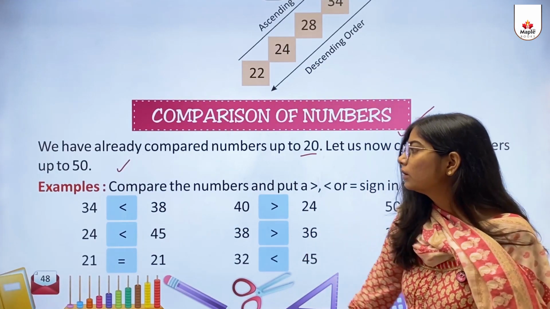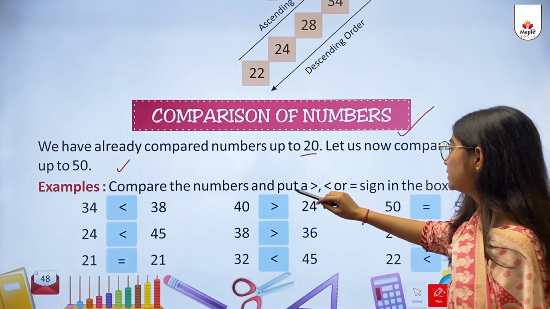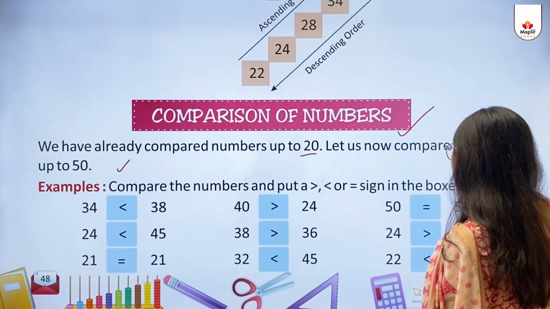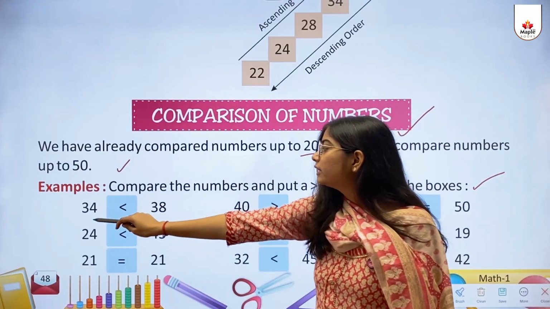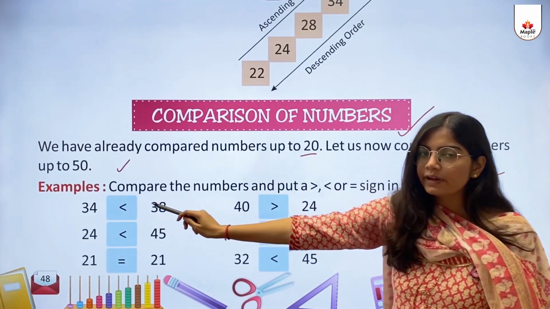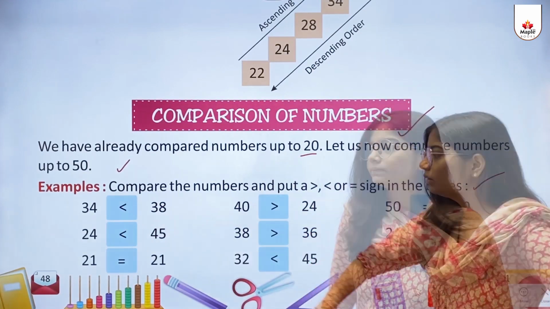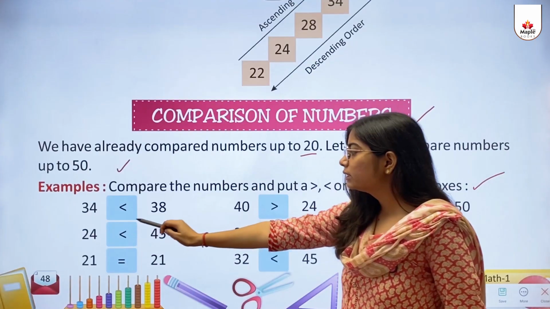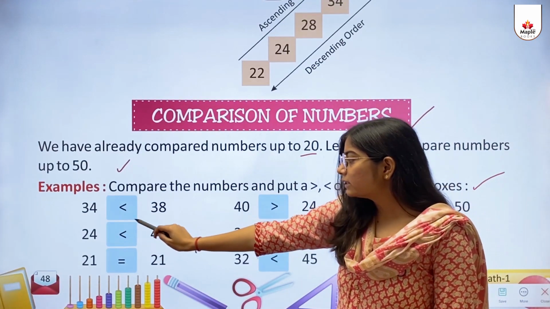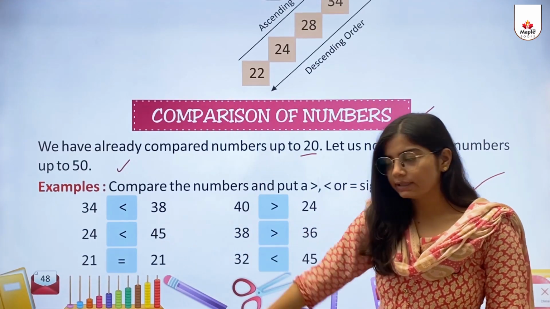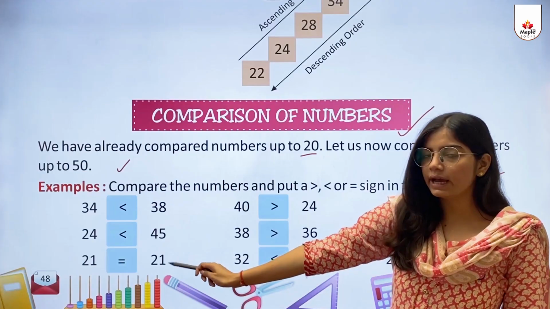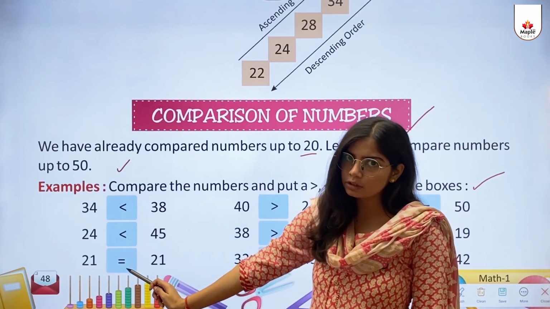Okay. Examples, compare the numbers and put a greater than, smaller than or equal to sign in the boxes. Okay, we have 34 and 38. Now 34 is smaller than 38, that's why we have smaller than sign. Okay, then we have 24 and 45. 24 is smaller than 45, that's why again there is smaller than sign. Then 21, 21. Both are the same numbers, which means they are equal. That's why we have equal to sign.